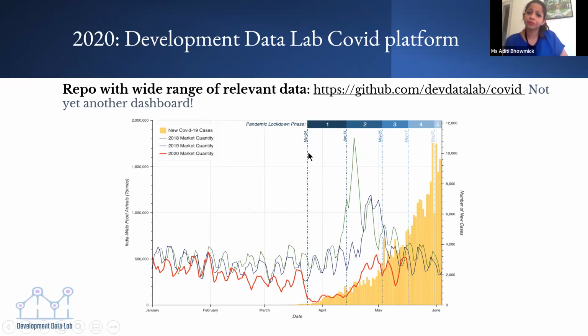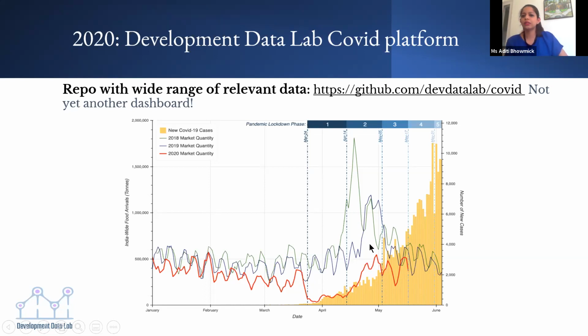If you all remember, when the first lockdown was announced, there was a lot of worry about hunger. The mandis were closed and so on. So what you're seeing in red is the tons of food arrival using AgMarkNet data at the mandi level. And you see there's a sharp decline from when the lockdown was announced, but thankfully it picks up once the economy reopens and so on. And in the background, you have daily COVID cases.